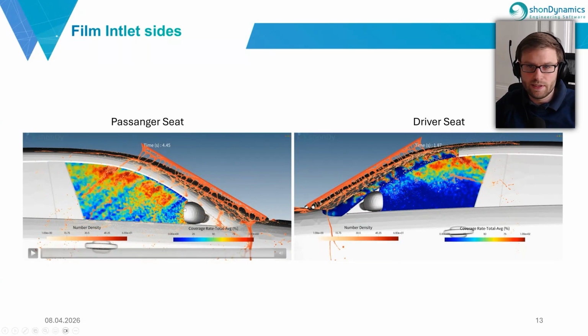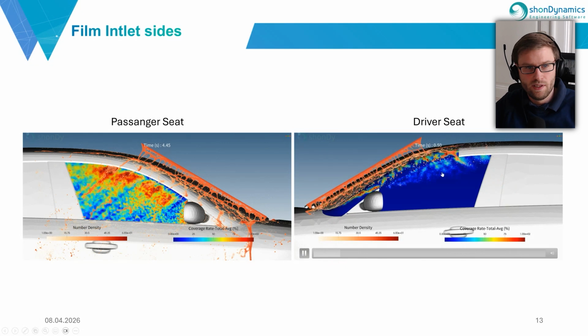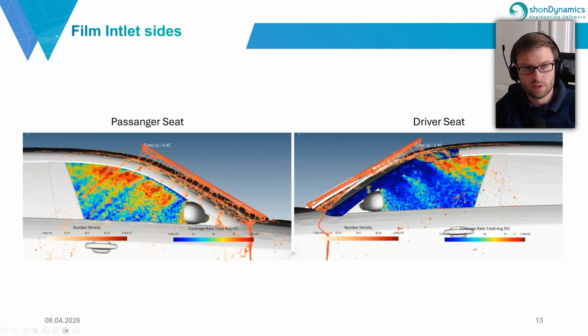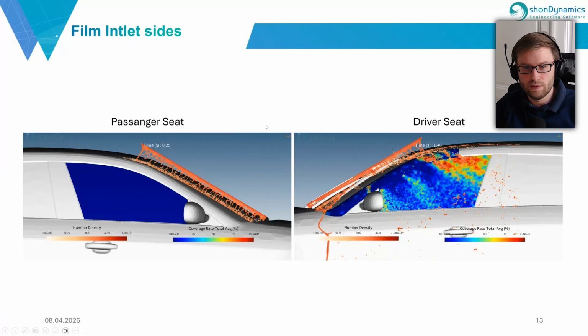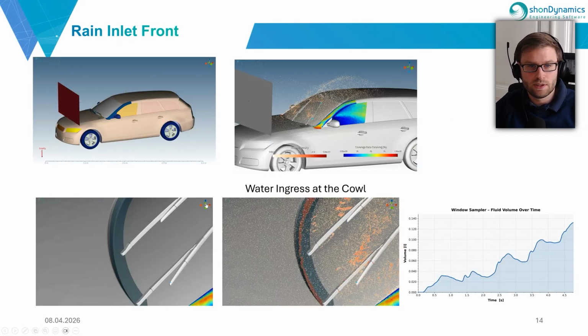And here you can see that the driver seat is much more connected to the wiper movement than the passenger seat. Here you have a more or less evenly distributed flow, where on the driver's seat you have this periodic more and less fluid. But this is logical if we look at the setup, how the wipers are positioned and how they rotate.